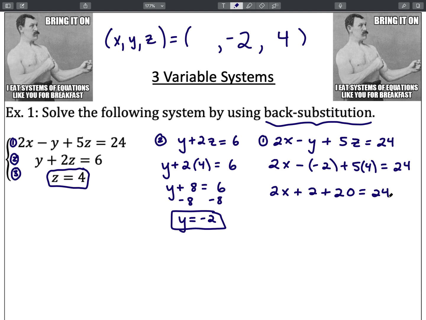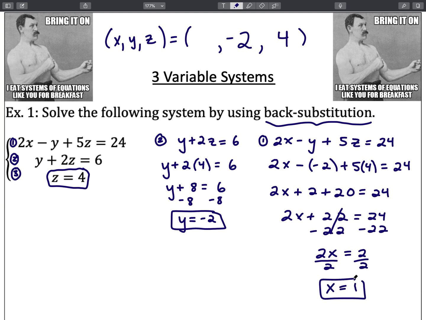I'll now reduce the left-hand side. I know 2 plus 20 is 22. So this will be 2x plus 22 is equal to 24. I'll subtract 22 from both sides. And I have 2x is equal to 2. I'll then divide both sides by 2. And I find out that x is equal to 1.